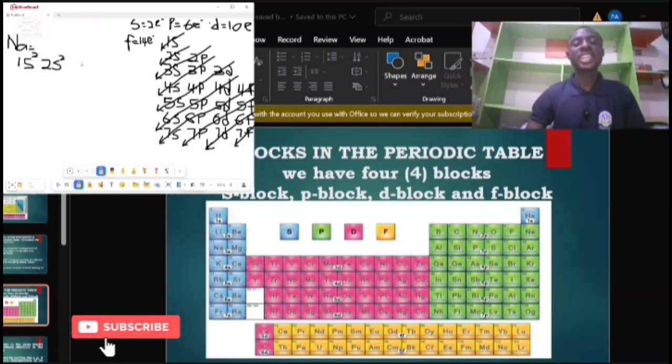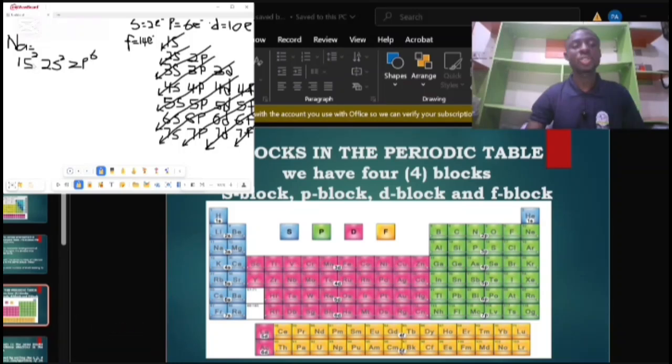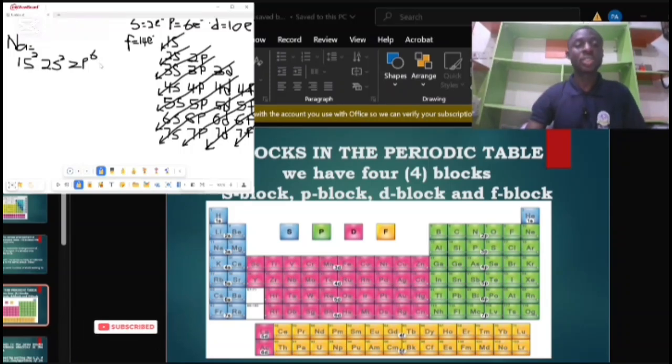So the next one is 2p. So we write 2p, and our p can carry 6 electrons. So we assign 6 electrons to our 2p. So that is 6 electrons. 2 plus 2, 4 plus 6, that is 10. We need one more electron because our sodium is number 11.